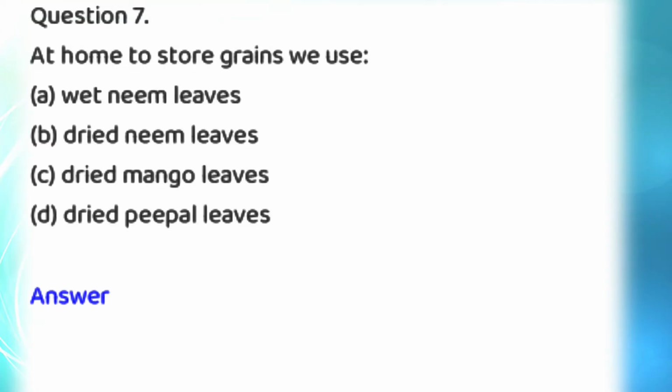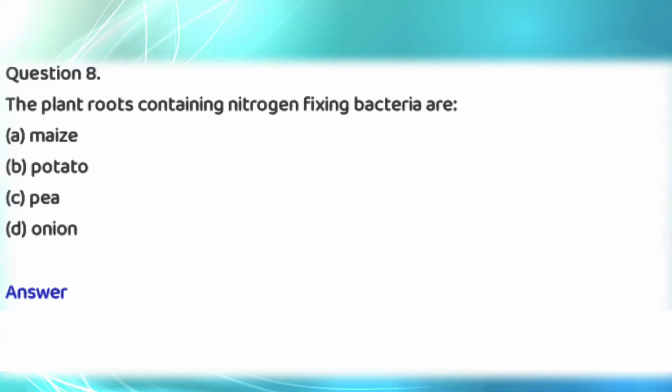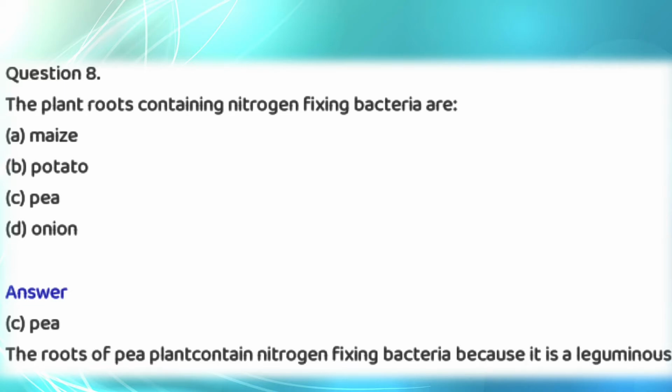Seventh question: at home, to store grains we use wheat, neem leaves, dried neem leaves, dried mango leaves, or dried peepal leaves? And the answer is dried neem leaves. Dried neem leaves are used to store grains at home. Eighth question: the plant root containing nitrogen fixing bacteria is maize, potato, pea, or onion? And the answer is pea. The root of the pea plant contains nitrogen fixing bacteria because it is a leguminous plant.